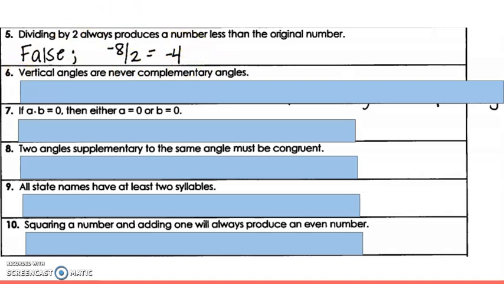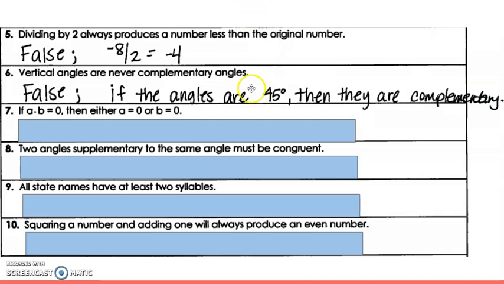For number 6, we have vertical angles are never complementary. Now remember, vertical angles are angles that are right across from each other with lines intersecting, and they are congruent. And then complementary angles equal 90 degrees. So if we think about two congruent angles that could be complementary, well, if both of them are 45 degrees, then that proves that this statement is false.